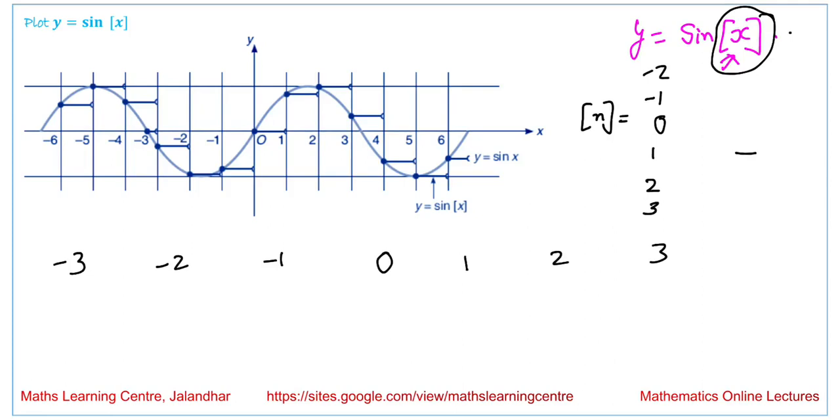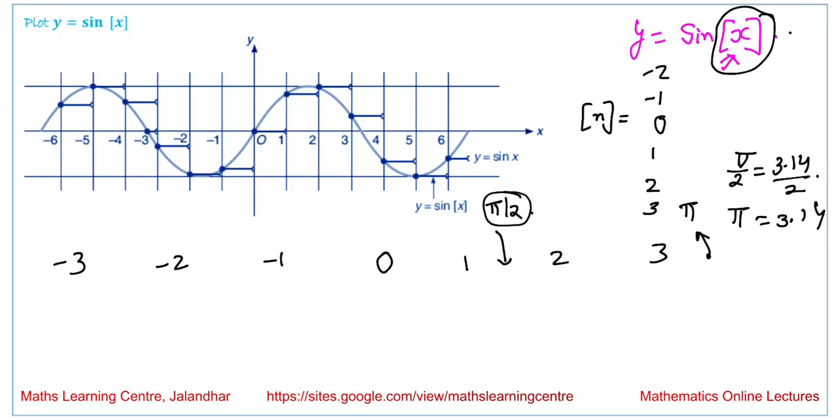If we look at the value of pi by 2, that is equal to 3.14 divided by 2. So that point will lie somewhere over here. This will be the value pi by 2. Similarly, the value pi is 3.14, and it will lie somewhere over here. We are not saying that these are the integer points. We are talking about the values of greatest integer of x. They can be this, this, this, or this.